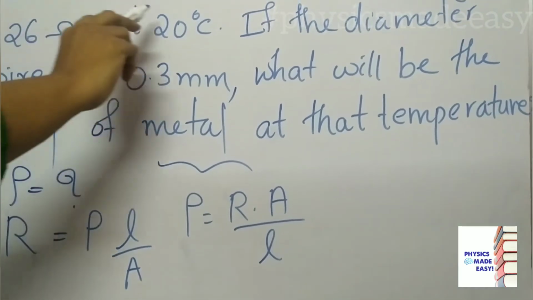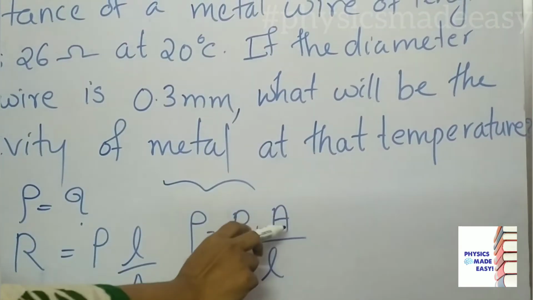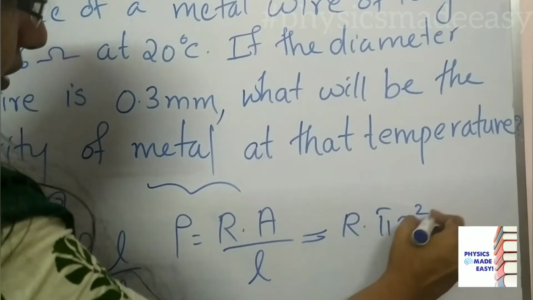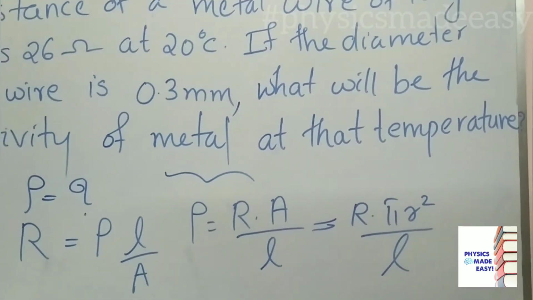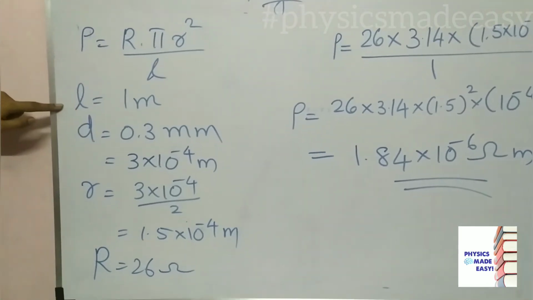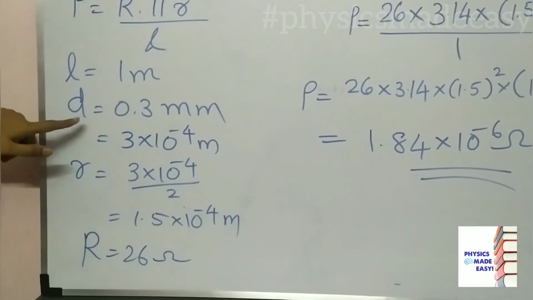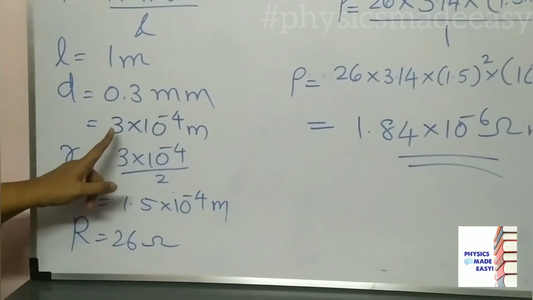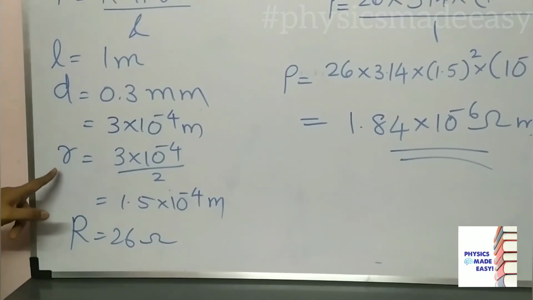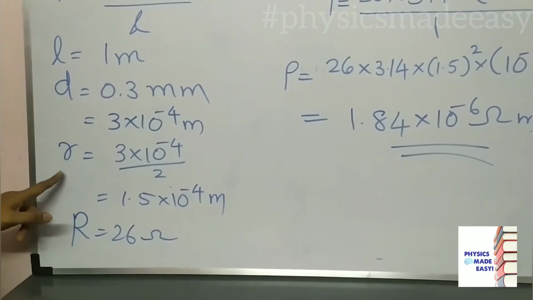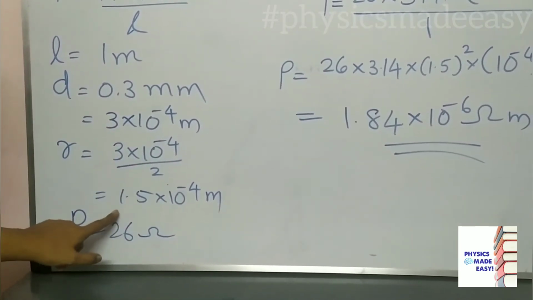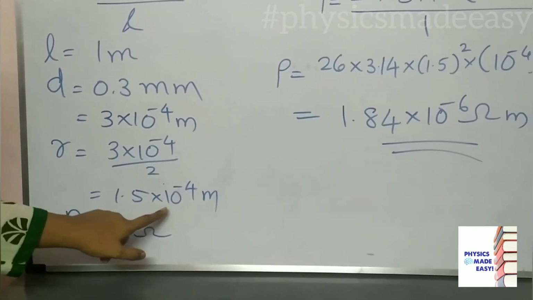Here it is given as a metal wire. So what will be the area? The area will be pi R square. Listen here. 1 meter is the length of the wire. You can write length is equal to 1 meter. Diameter given here, that is 0.3 millimeter. You can write this as 3 into 10 raised to minus 4 meter. Then we need the radius. You know d divided by 2 is the radius. So 3 into 10 raised to minus 4, the whole divided by 2, you will get this as 1.5 into 10 raised to minus 4 meter.